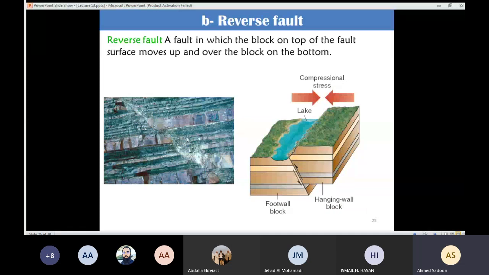Like you can see here, this part and this part were one unit, but this one moved up relative to that one. So in this case, we are witnessing a reverse fault.